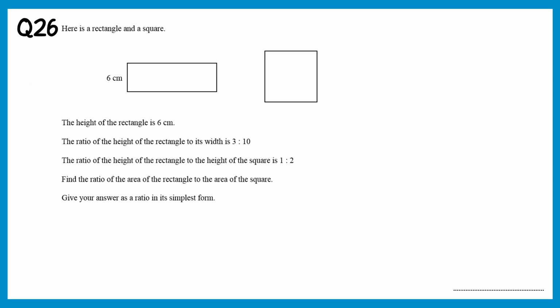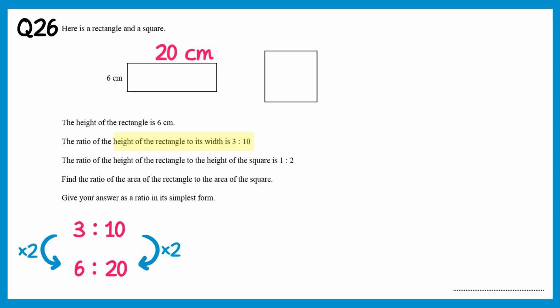In this question, we're told the height of a rectangle to its width is in the ratio 3 to 10. But we know the height of the rectangle, it's 6 centimeters. So this ratio has been times by 2, so do 10 times 2 and you get 20. So the width of the rectangle is 20 centimeters.